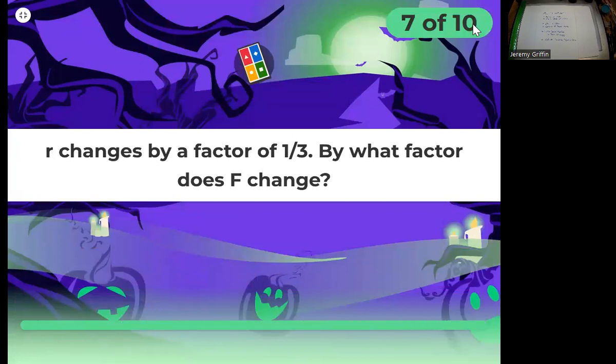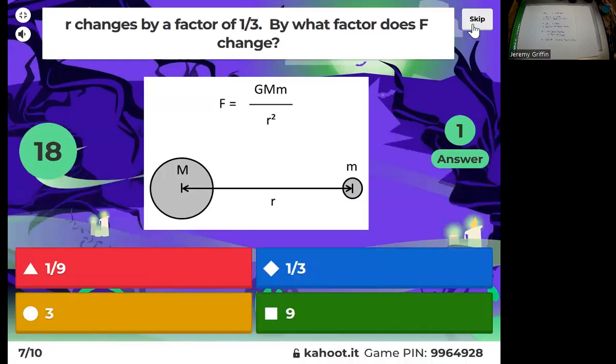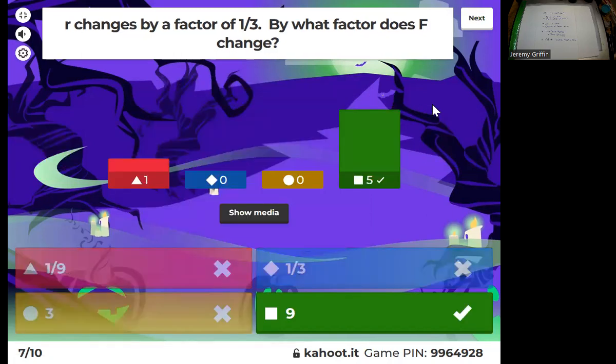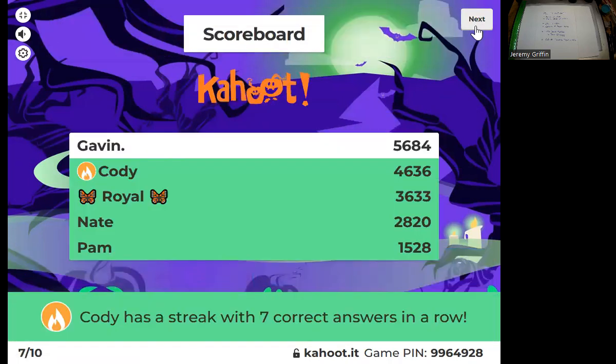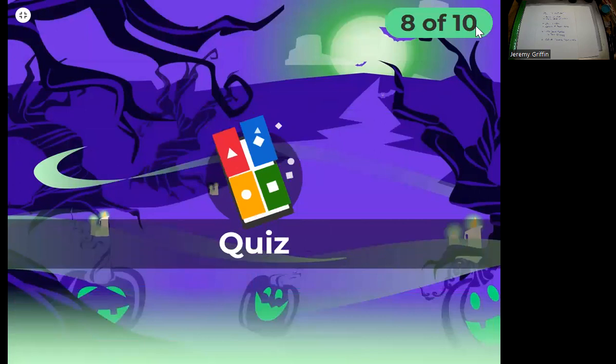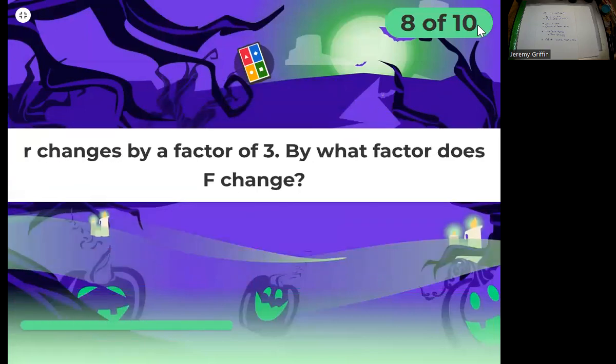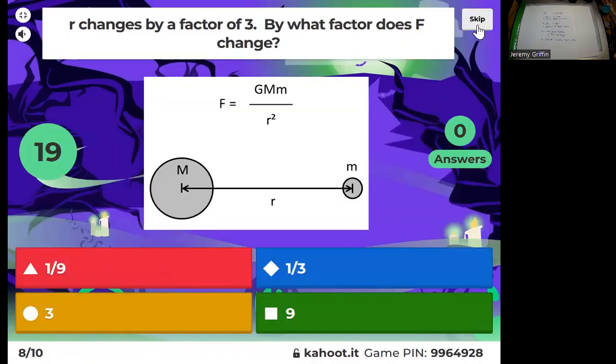Suppose you cut the distance to 1/3. What happens to the force? What's 1/3 squared? 1/9, right? What's 1 divided by 1/9? You get 9 times the force, right? If they're getting close together, the force is going up. Suppose you triple the distance. Now they're getting further apart.